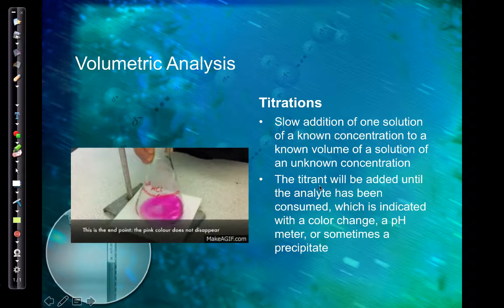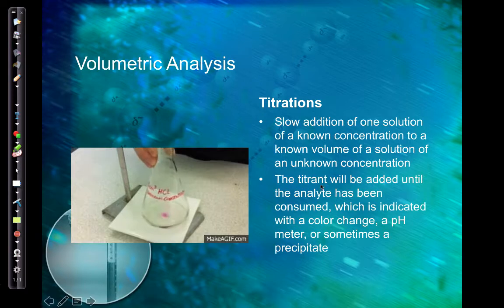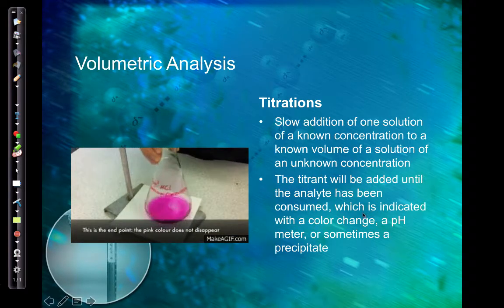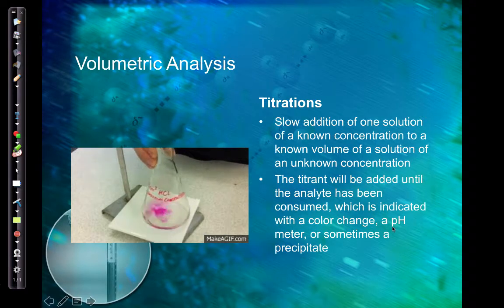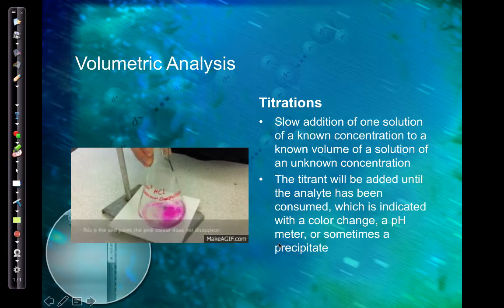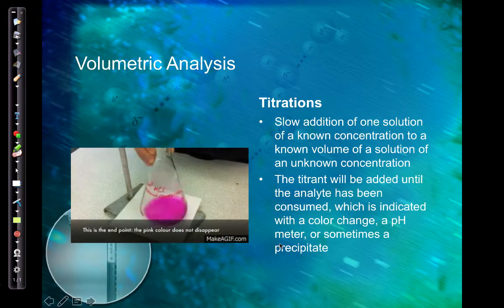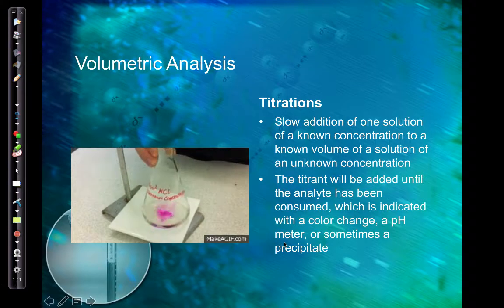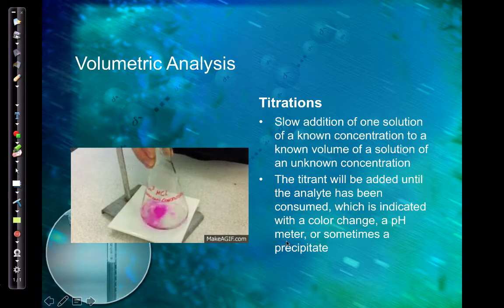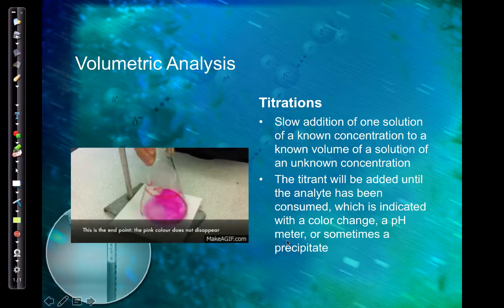Usually what you'll be looking at is an indicator. So if we have an acid-base reaction, we can use an indicator which changes color with the pH change. You can also use a pH meter to know when to stop. And there are other types of titrations besides just acids and bases. But typically there's some sort of indicator which will change colors to indicate that the thing that you're interested in has been completely reacted.